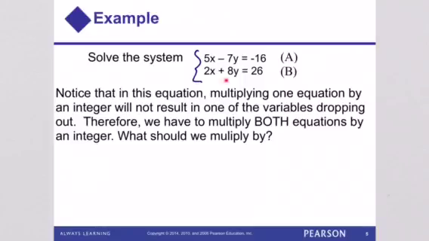An advantage to eliminating the y's would be you wouldn't have to multiply either equation by a negative, because these signs are already different. An advantage of doing the x's is the numbers are smaller. So I am going to multiply the top equation by negative 2 and the bottom equation by 5.